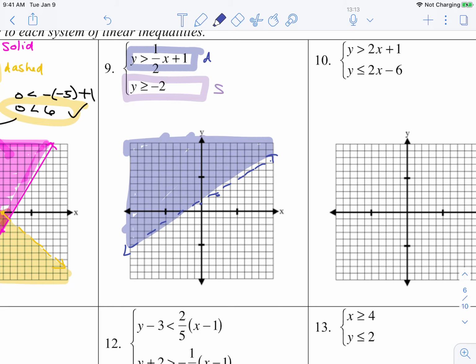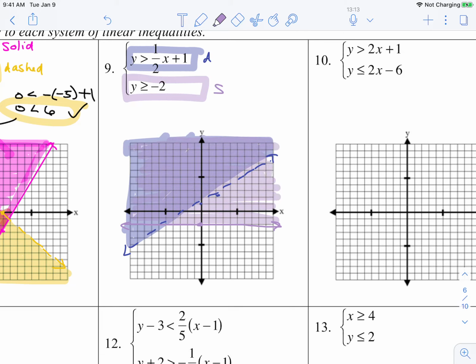All right, for the next one, y is greater than or equal to negative 2. So that is a horizontal line at negative 2. Negative 2 is here. There's no rise or run. It is a solid line. So we put a solid line in. And it is y is greater than, so that's going to be above, right? So any of that area above. Up here.